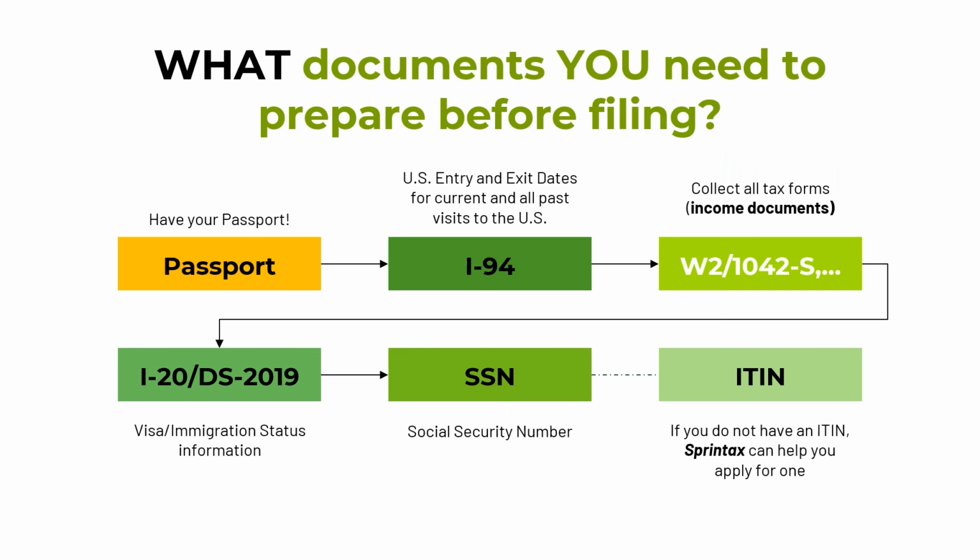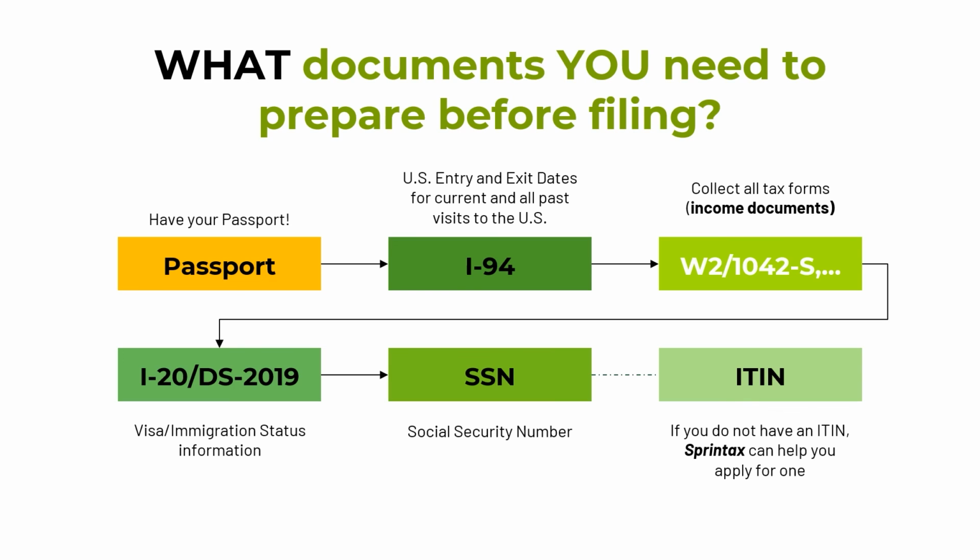So, to sum up, let's go over the documents you need to have with you when you are filing taxes with SprintTax. First of all, make sure you have your passport. Second, you will need your U.S. entry and exit dates. So if you do not accurately remember all of these details, you can find them in your I-94 account.